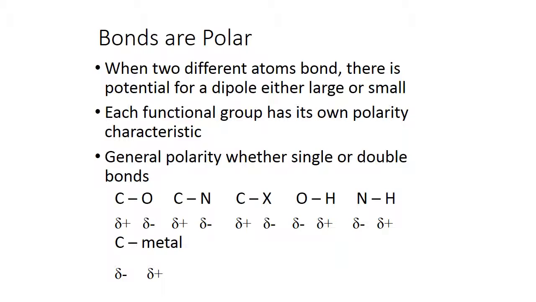So keep this in mind. The oxygens almost always have del negatives. Nitrogens usually have del negatives. Halogens are considered to have a del negative. And metals, of course, are always going to be lower electronegativity than carbon, so they have a del positive. If you keep these polarities in mind, it will help you think about, oh, well, I have an electrophile. Which end of this bond will it be attracted to? Well, of course, it's going to be attracted to the positive end.